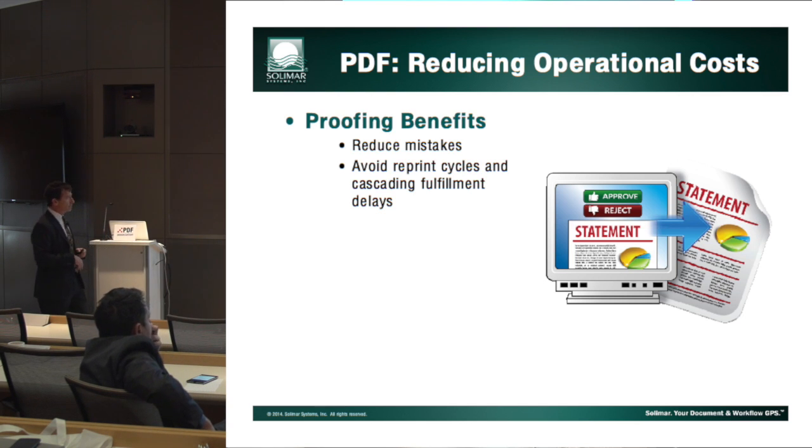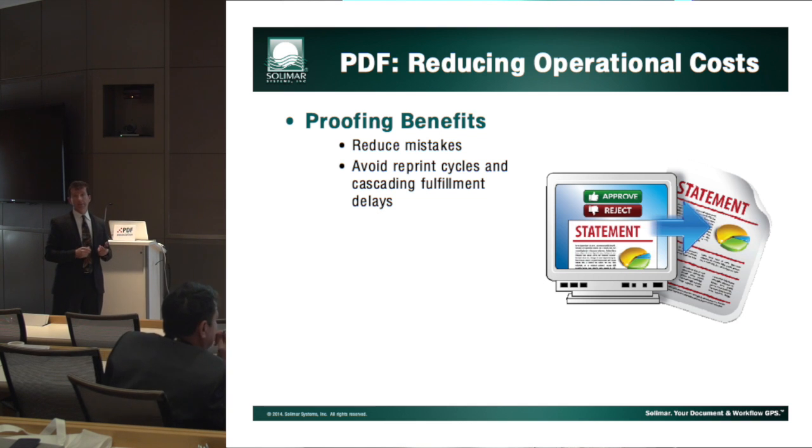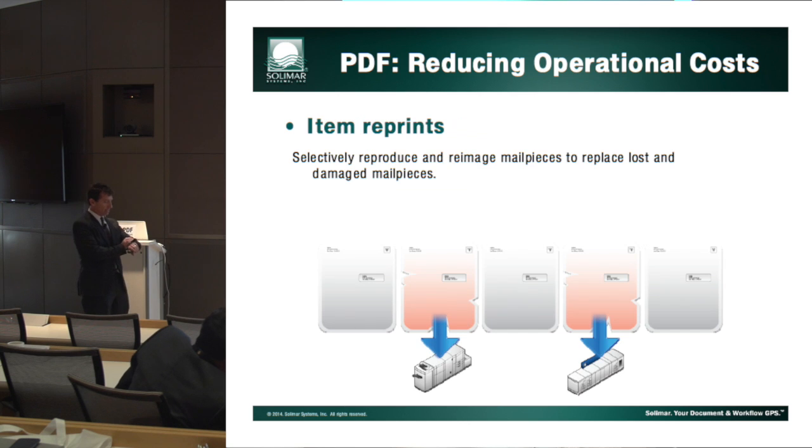So you cut out the mistakes because people get a chance to see what they're going to get before they get it, and they get to say yay or nay. Also, when you cut out those mistakes, not only are you saving the paper you would have wasted, but you're also saving the time that it took to do that. Let's see how we're doing here. We're doing good. Item reprints.